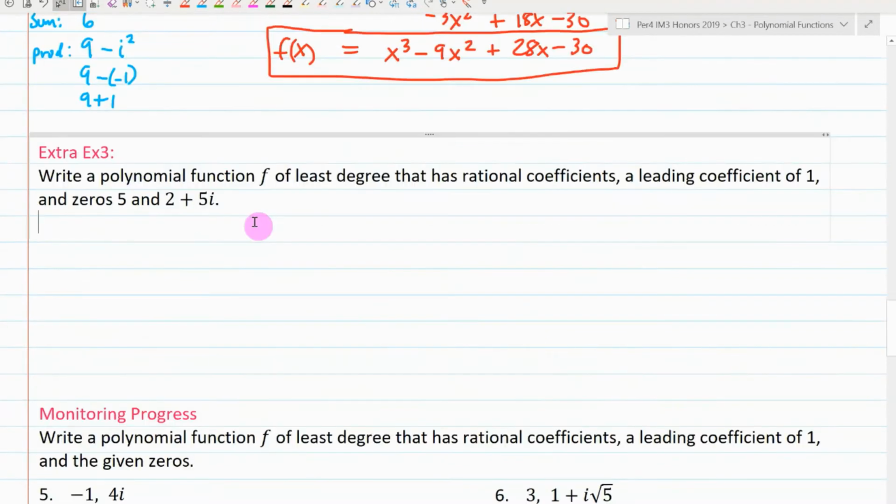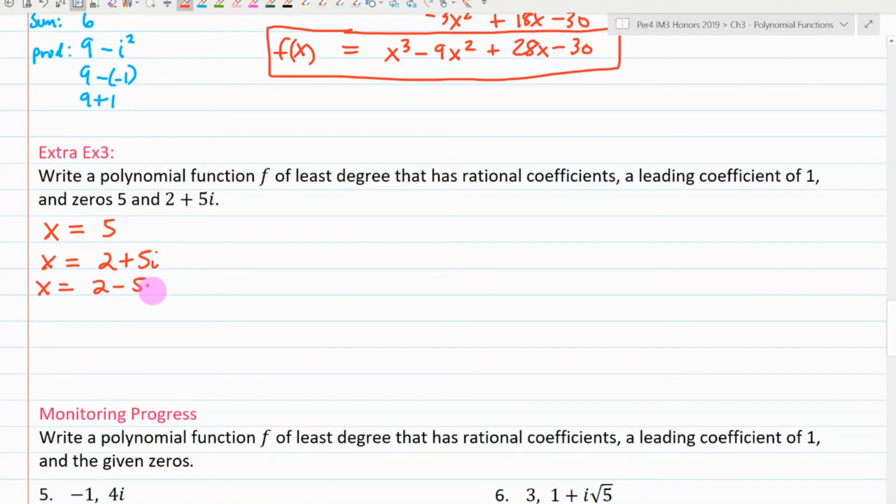All right, for this one, I would like you guys to go ahead and try this and then check your answers. So pause the video and then come back and try this. All right, here we go.